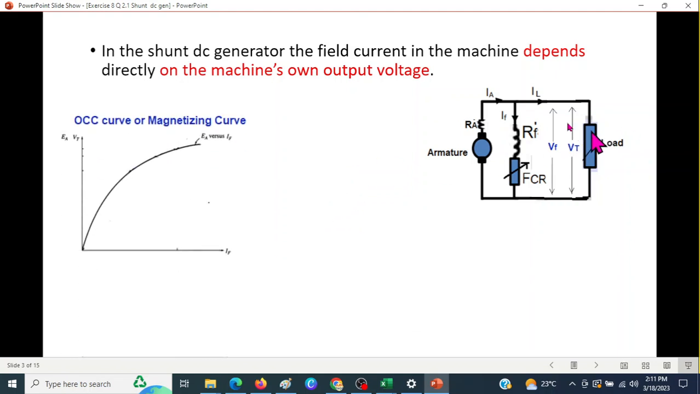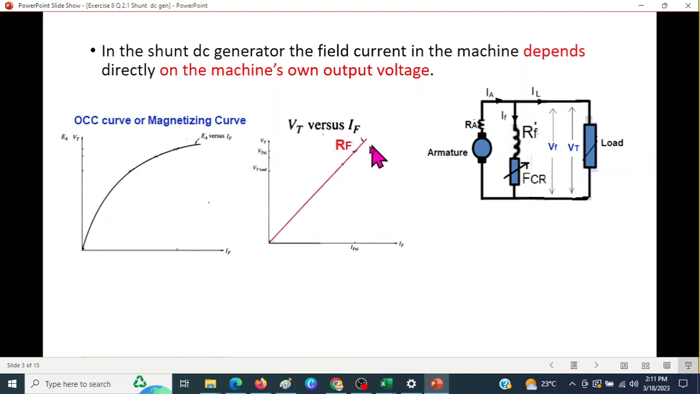Now, when there is no load, then this output voltage Vt will be the same as the armature generated voltage, because without load there will be hardly any current flowing, and so the voltage drop here will be negligible, and therefore EA equals Vt. EA is generated voltage, Vt is the terminal voltage, and plus IF. So we can plot this graph, which is called the open circuit characteristics curve, or also called magnetizing curve.